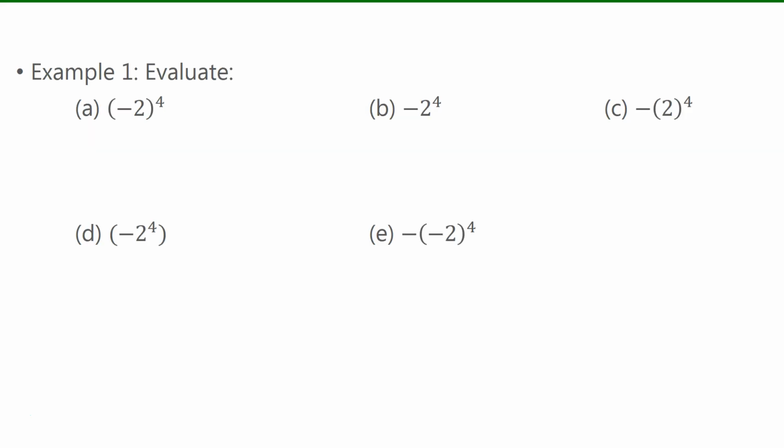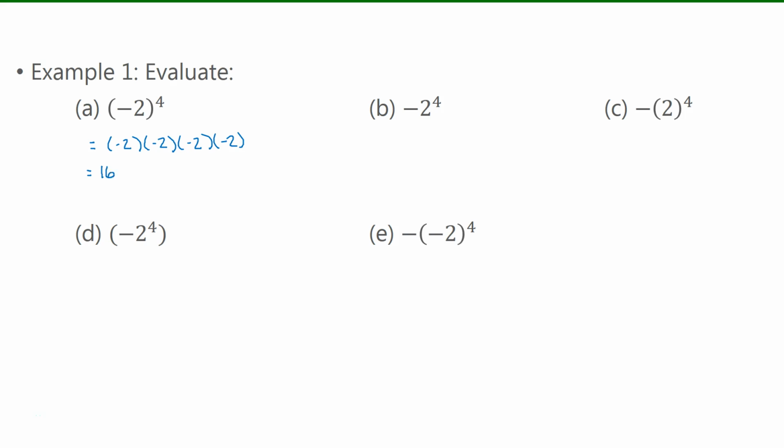Example 1, let's evaluate these expressions here to see how they're different. So in A, we have negative 2 to the power 4. So this means negative 2 is multiplied by itself 4 times. Now negative 2 times negative 2 is a positive 4. A positive 4 times a negative 2 is a negative 8. And then a negative 8 times a negative 2 is a positive 16.